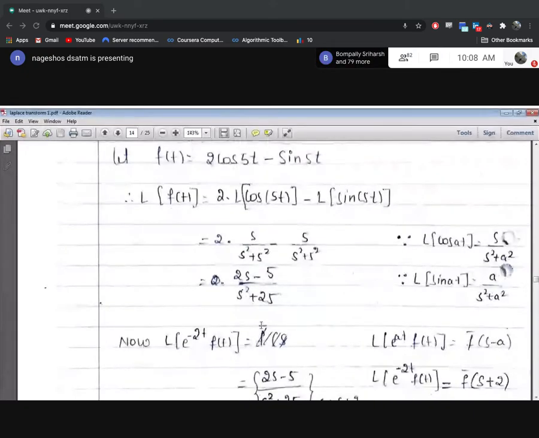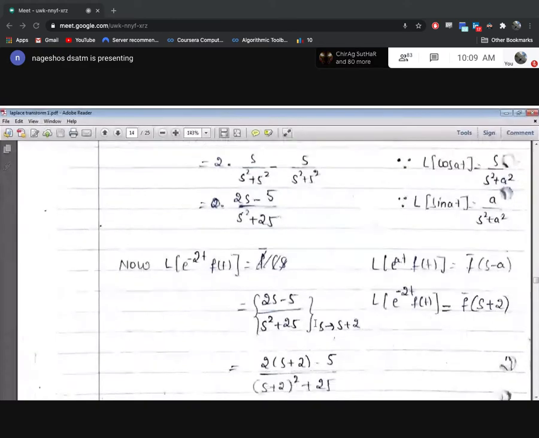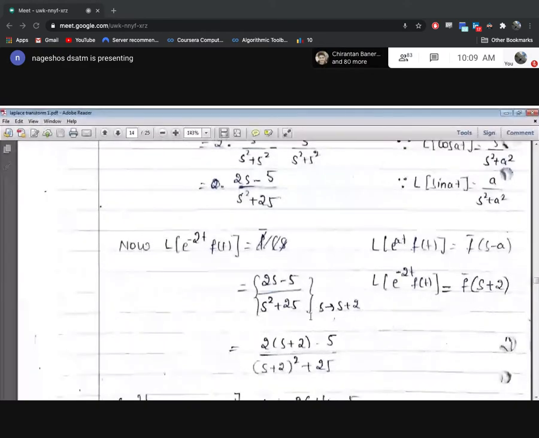Now after finding the Laplace transform of this, just replace s by s minus a. By using this property, the Laplace transform of e power at f of t is f bar of s minus a. In place of a, what do you have? Minus 2 you have. So here if you write s minus of minus 2, that is s plus 2. So this will give 2s minus 5 over s square plus 25.